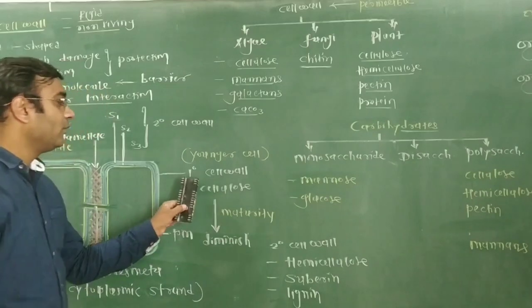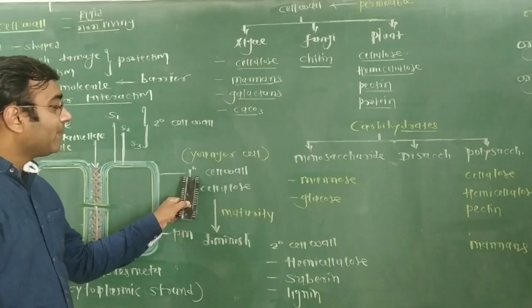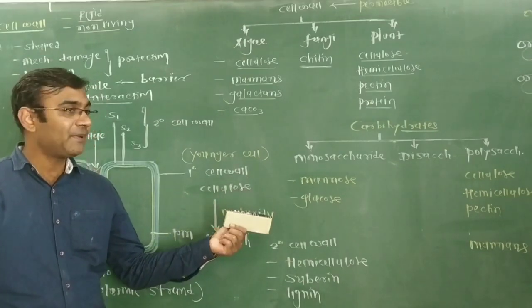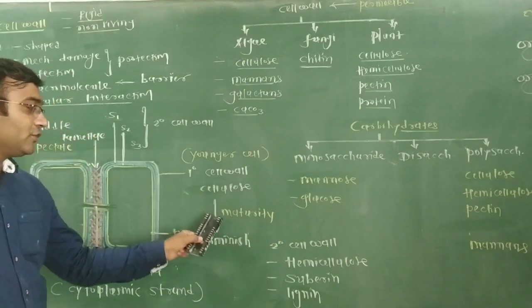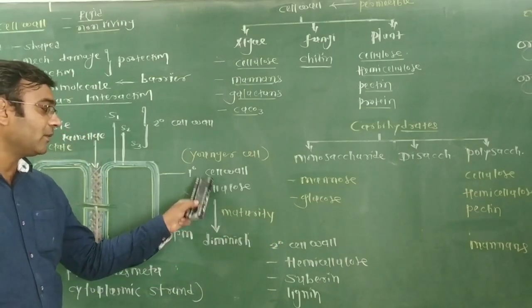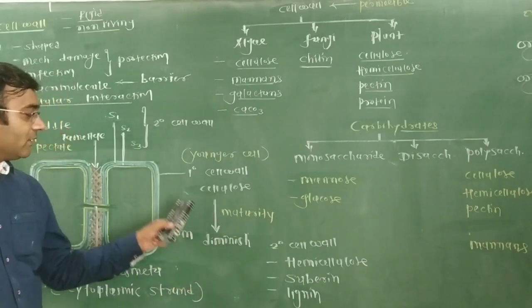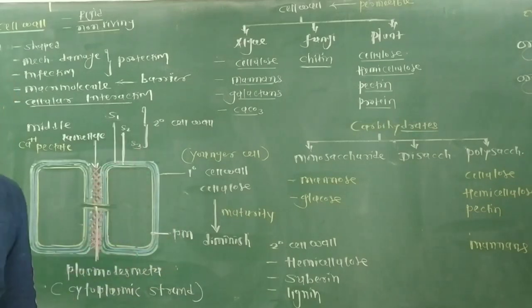Here we have to memorize: the primary cell wall is thin and has the capacity to grow. But as the cell matures, the primary cell wall reduces and diminishes, and in its place, toward the plasma membrane, the secondary cell wall develops.